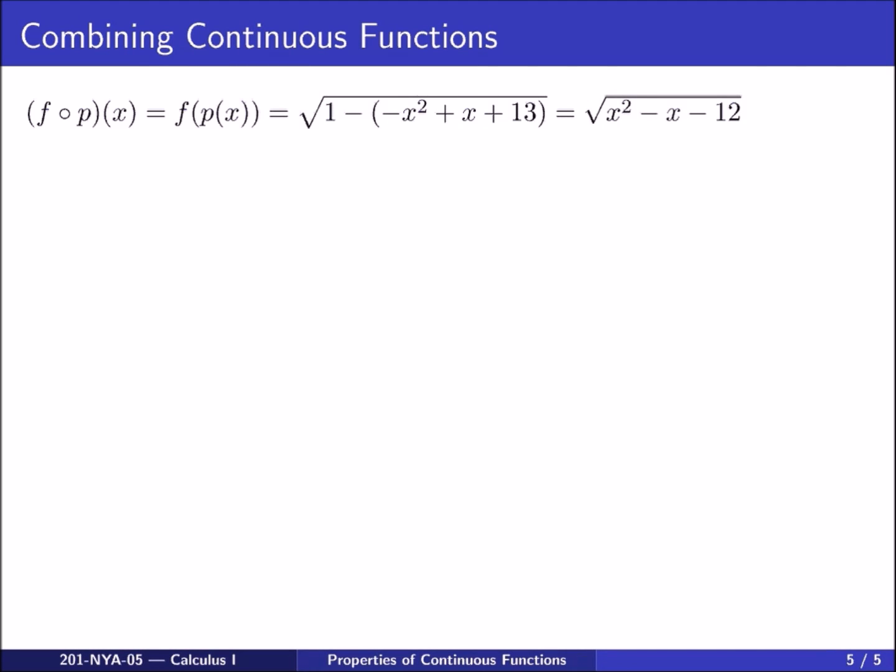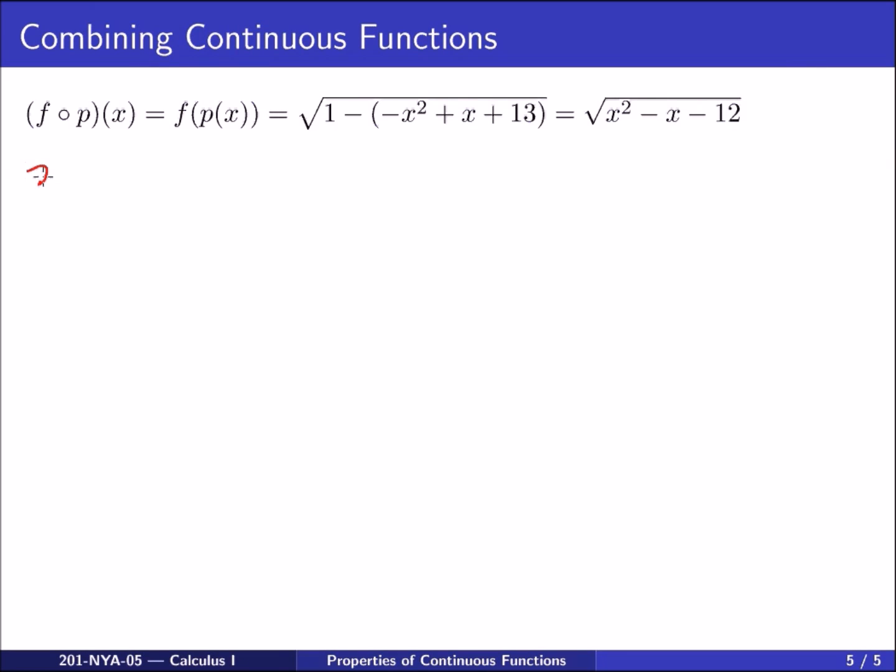Now, because we are combining functions that are continuous on their domain, the composition of f and p will be continuous on its domain. So all we have to do is find the domain of that function. Because it's the square root of something, whatever is inside the square root has to remain positive. So we have to decide where x squared minus x minus 12 is positive. So let's write it down. We need x squared minus x minus 12 greater or equal to 0.